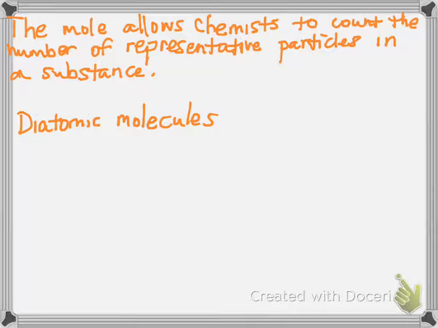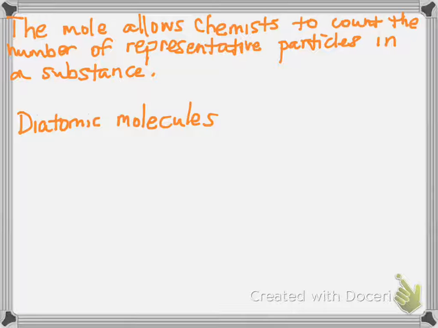And again, it wouldn't be practical for a chemist to try to count starting at 1 to 6.022 times 10 to the 23rd. So this is a practical way for chemists to talk about how many representative particles we have in a substance. If I'm talking about an element, my representative particle is an atom. If I'm talking about a molecular compound, my representative particle is a molecule. If I'm talking about an ionic compound, my representative particle is a formula unit.